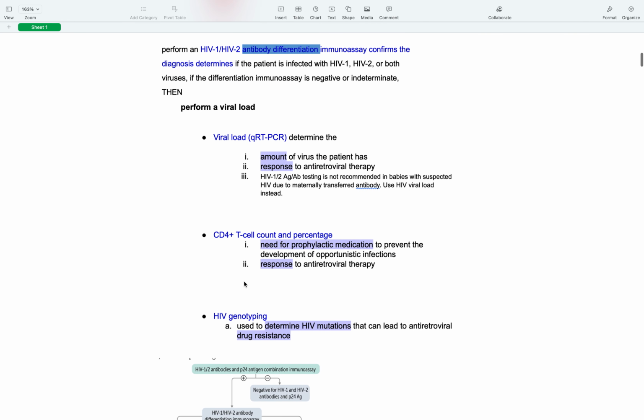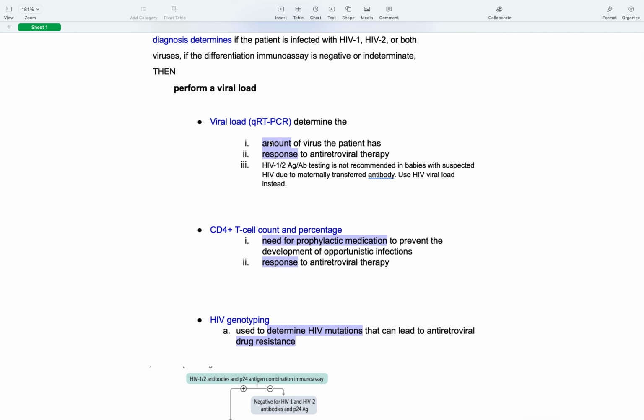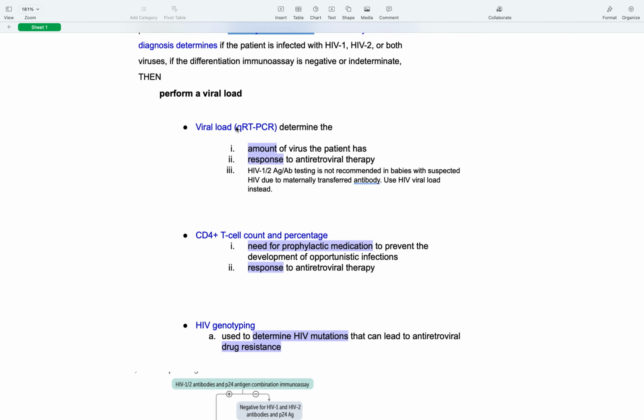Then, when you do a viral load, why is it needed? It's needed because of three main reasons. First, you want to record the amount of virus the patient has. Second, you want to see the response of your treatment. Third, in babies, why do you check the viral load and not the antibody test? Because babies will have the maternally transferred antibody, and this gives a false positive result. Therefore, you want to do a viral load for babies born to patients who are positive for HIV.